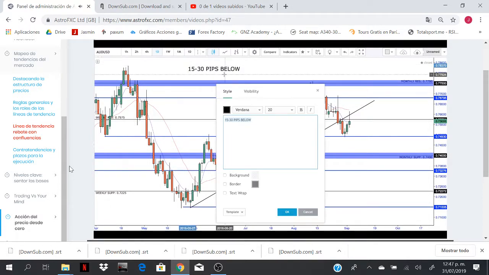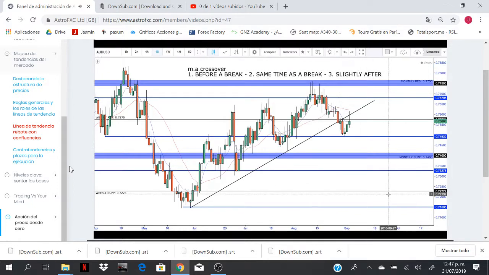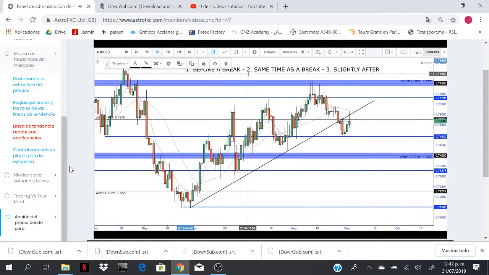Right, so we have the MA cross. Now the MA crossover is going to come one, before a break, two, at the same time as a break, or three, slightly after the break. Now this is in fact in the book in the moving average crossover section.